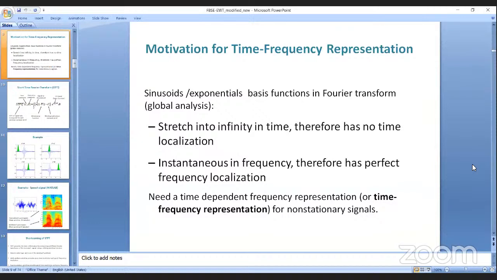We have seen that non-stationary signals change with time. Whatever models you use to represent a non-stationary signal also change with time. So in order to have this time-varying information, we need to include the time domain component together with the frequency domain component. That is also one of the motivations for time-frequency representation. It is also known as time-varying frequency analysis, time-varying spectral analysis, time-frequency distribution, or time-frequency analysis. There are various names for this representation.